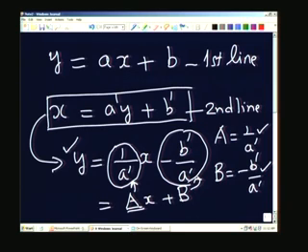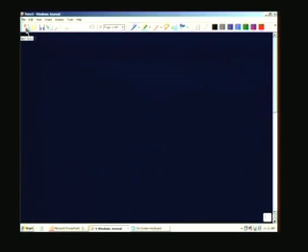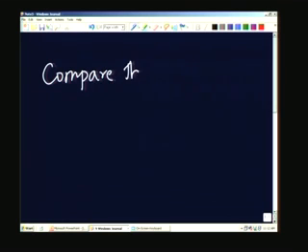So, the method used for a prime and b prime is exactly similar to a and b, and therefore, we can easily obtain capital A and capital B as the slope of the second line and intercept of the second line. Suppose I compare the slopes of the two lines. So, if the slopes of the two lines are compared, we compare the slopes of the two lines.